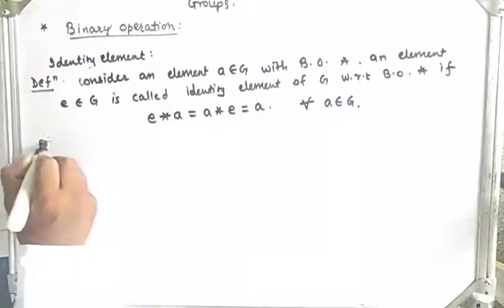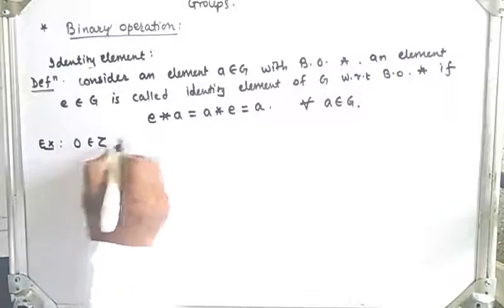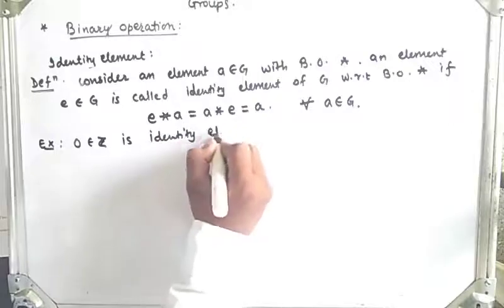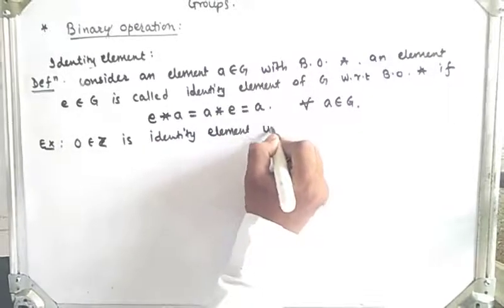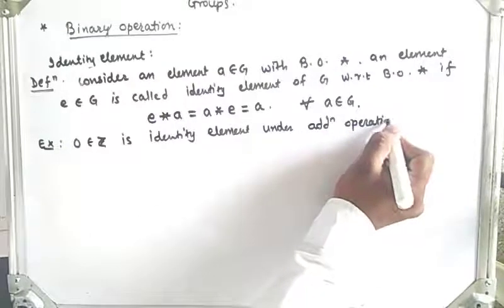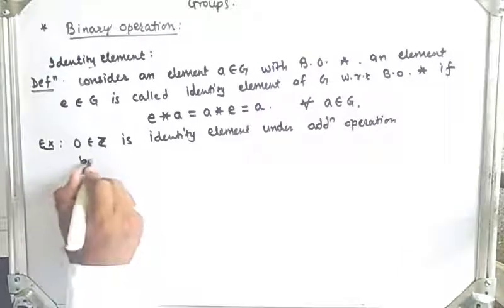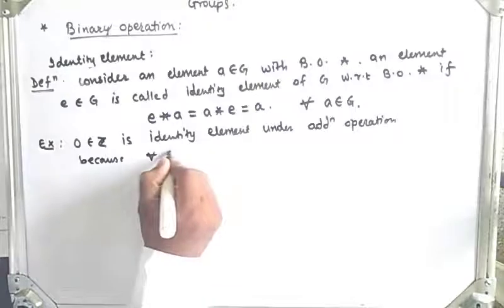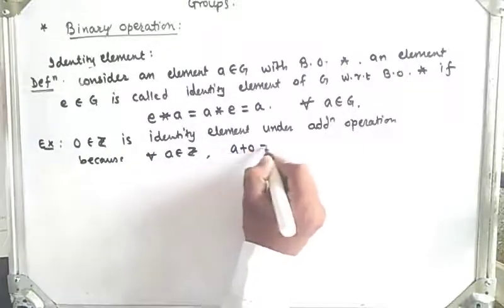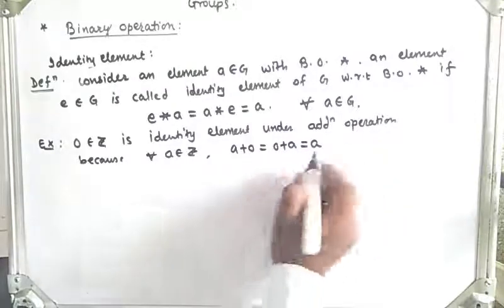For example, 0 belongs to Z is the identity element under the addition operation, because for all A belongs to Z, A plus 0 is equal to 0 plus A, which is equal to A. Therefore 0 is an additive identity.